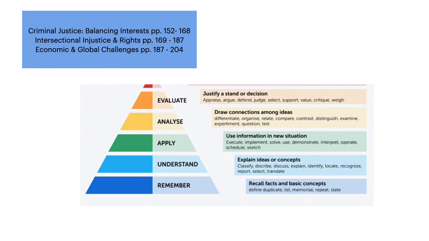After this section, you're going to move on to criminal justice, and you're going to see the difficulty of balancing interests, largely between police and society. Then you're going to see intersectional injustice and rights and see how that has developed, specifically with sexual reproduction, those kind of rights there. And then also the economic and global challenges that are really up and coming, that have been with us for a while, but are becoming more and more prevalent in legal cases.